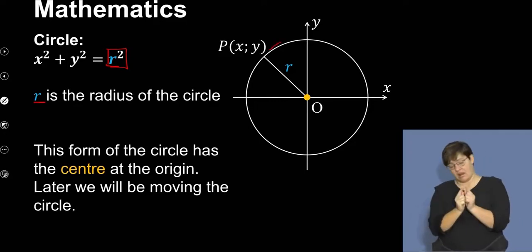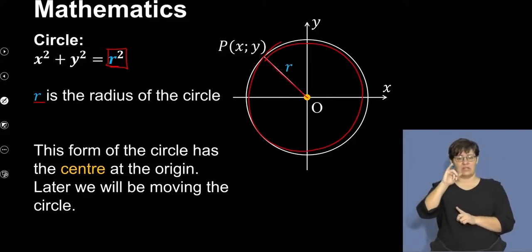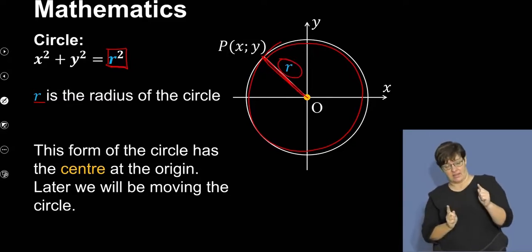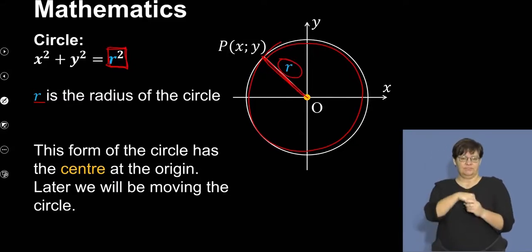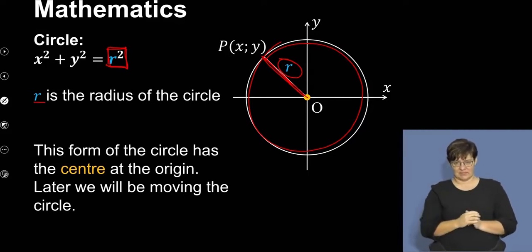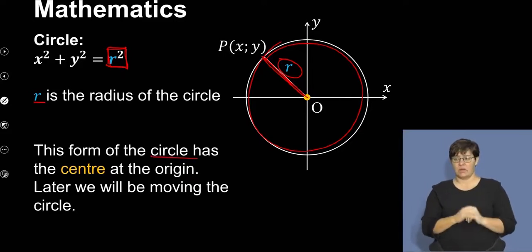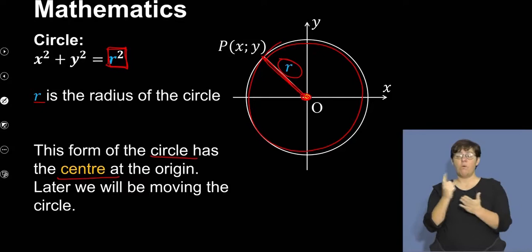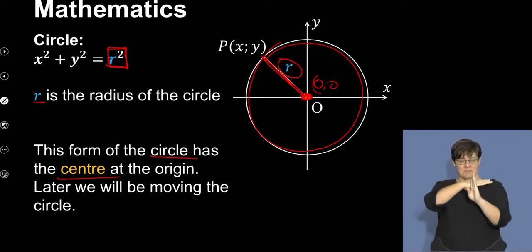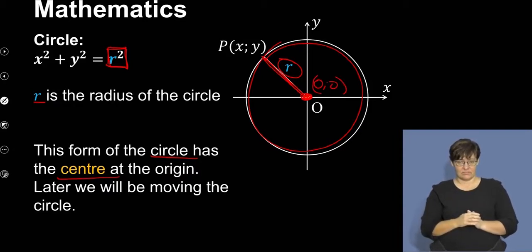So here I can see my circle, here I can see that my radius is drawn in there, and the length of that radius is always going to come into my equation in the answer, r squared. We're going to be moving our circles later on in the lesson, but for now, the circle is always going to be centered right there at the origin, which has the coordinates 0 and 0. Okay? Wonderful.